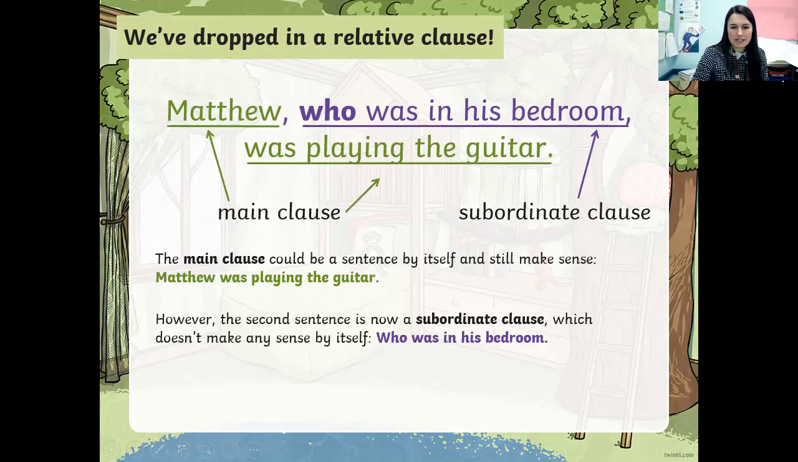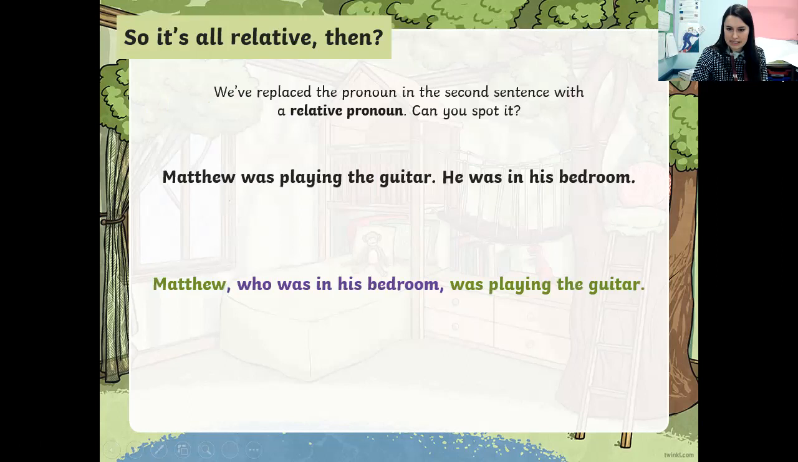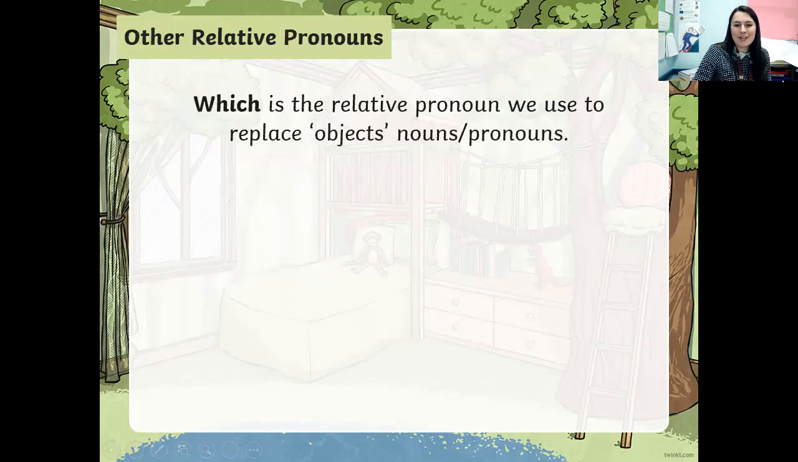So let's have a look at another one. Oh no, this is the same one again. We've replaced the pronoun in the second sentence with a relative pronoun. So the he becomes who, because Matthew, who was in his bedroom, was playing the guitar. It's all relative using relative pronouns. Okay, which is also a relative pronoun, and we would use this to replace objects.